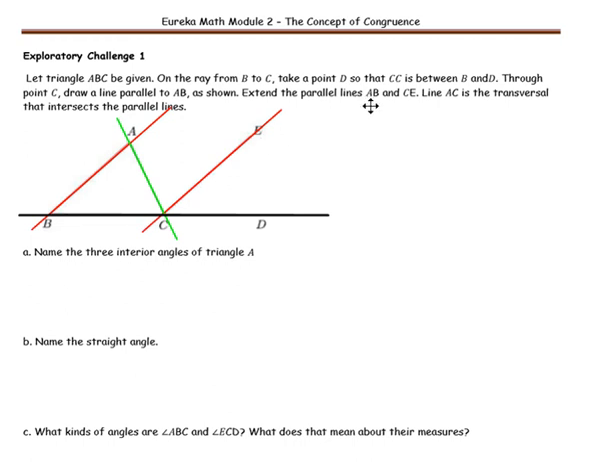Extend your parallel lines AB and CE. Line AC is the transversal. So this one is the transversal that cuts through the parallel lines. Name the three interior angles of triangle A. I believe this is supposed to say triangle ABC.